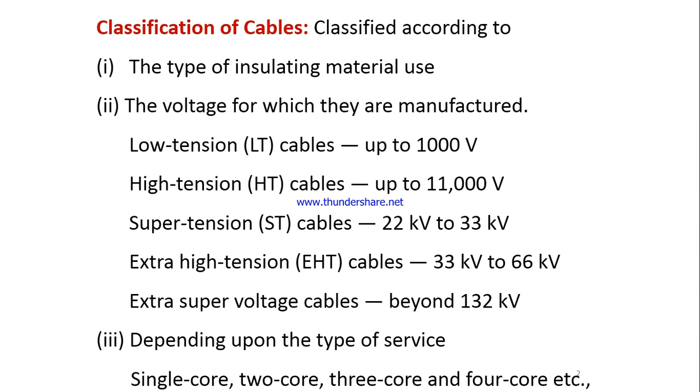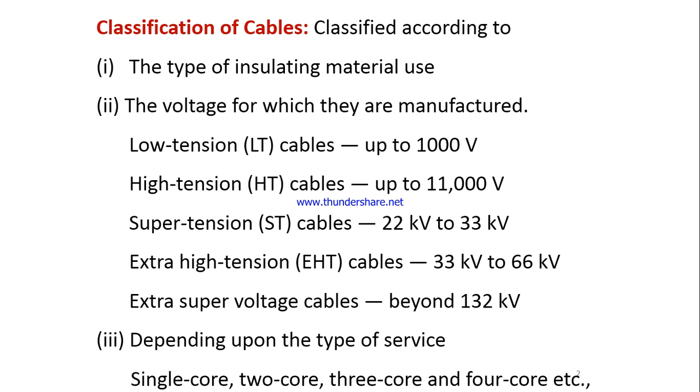Regarding the classification of cables, the first type depends upon the insulation material used. Second, we can go by the voltage it can withstand. Low tension cables can withstand up to 1000 volts, that is, 1 kV. High tension cables can withstand up to 11 kV. Super tension cables from 22 to 33 kV, extra high tension cables 33 kV to 66 kV, and extra super voltage cables beyond 132 kV.